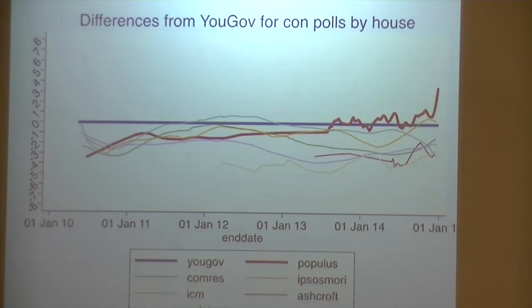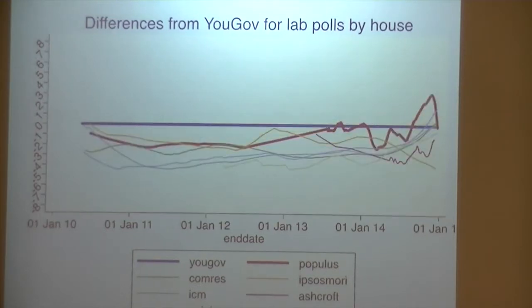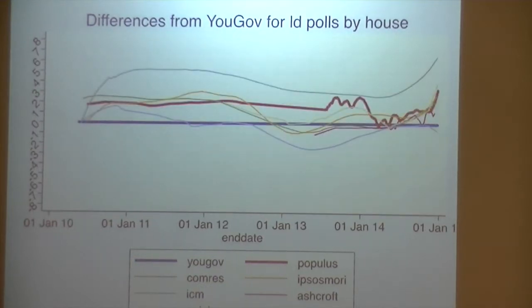There's a bit of a trend upwards for Populus, and again, some funny stuff going on with Labour for Populus, and also a collection of other pollsters, all showing a trend in the second half of 2014 relative to YouGov, suggesting that actually the YouGov house effect is changing, particularly relative to the rest of the industry.